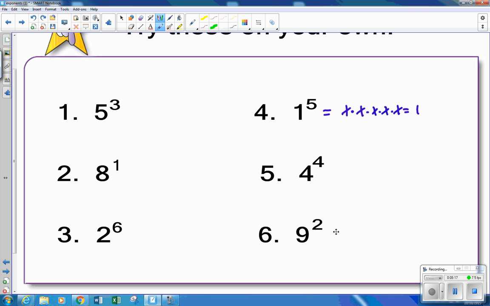Let's look at number 6 here: 9 squared. That means I'm going to write 2 nines because the exponent is 2. 9 times 9, and 9 times 9 is 81. That's exponents. It's that easy.